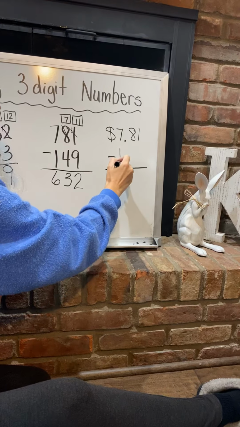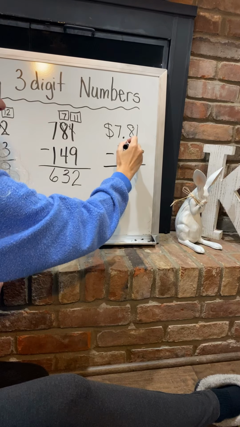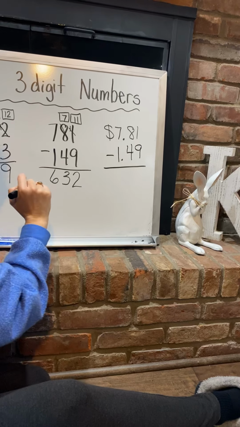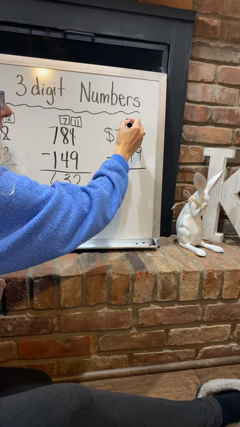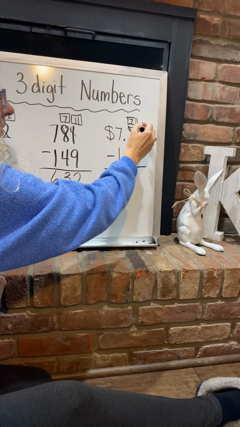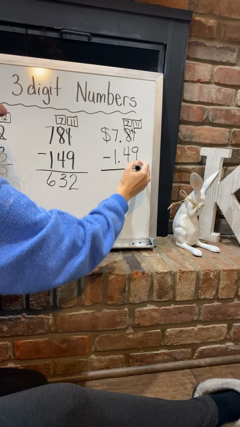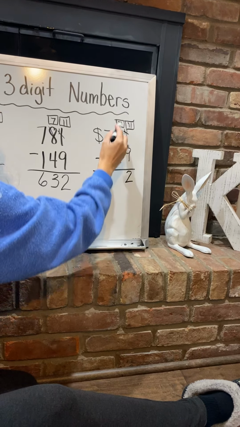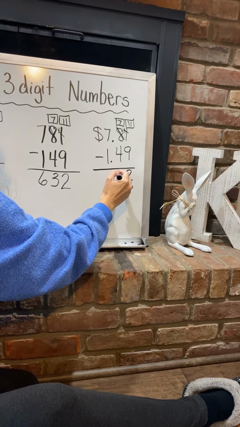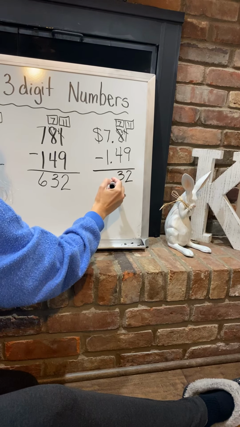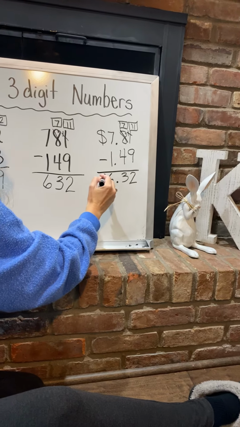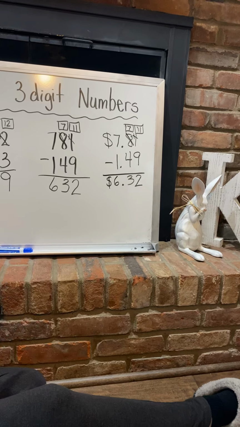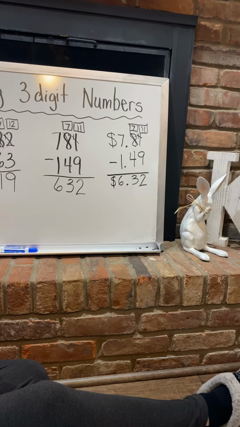So we're not going to do the dollar sign twice. And we're going to do $1.49. Now it's the same problem. Borrow from the tens place, make that a 7. The 1 becomes an 11. 11 minus 9 is 2. 7 minus 4 is 3. Bring down the decimal point. 7 minus 1 is 6. And put your dollar sign. $6.32. Now we're going to try a different one.